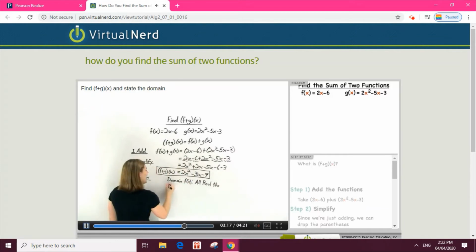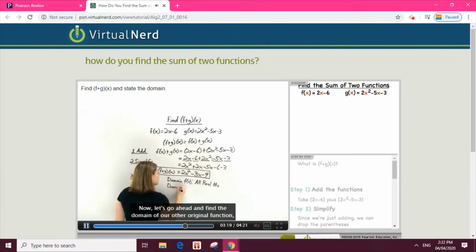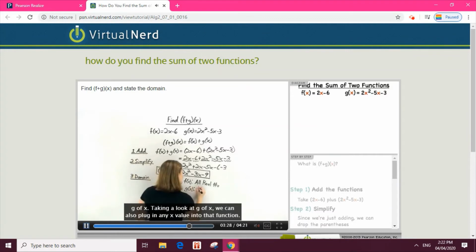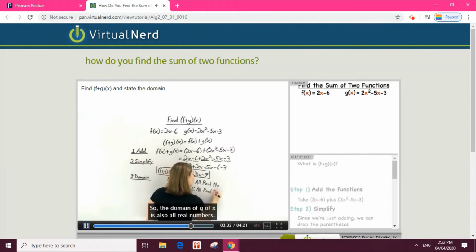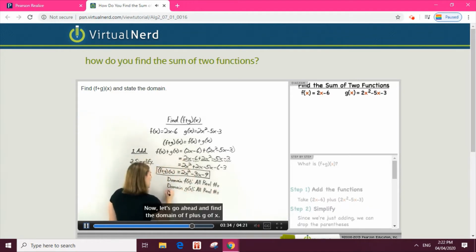Perfect. Now let's go ahead and find the domain of our other original function, g of x. Taking a look at g of x, we can also plug in any x value into that function. So the domain of g of x is also all real numbers. Now let's go ahead and find the domain of f plus g of x.